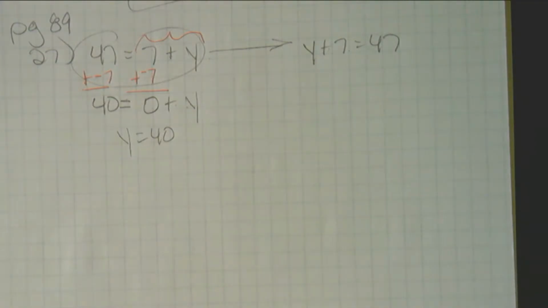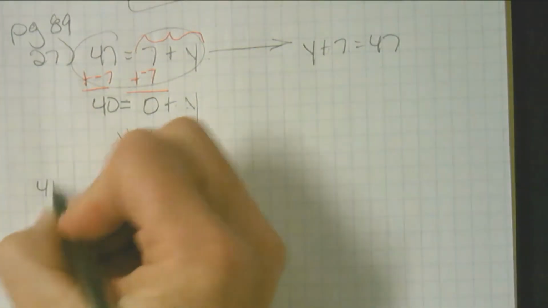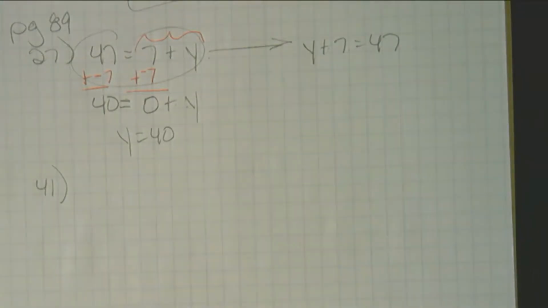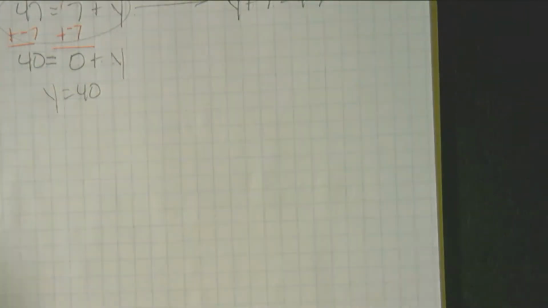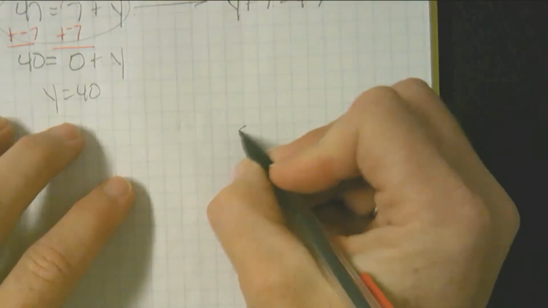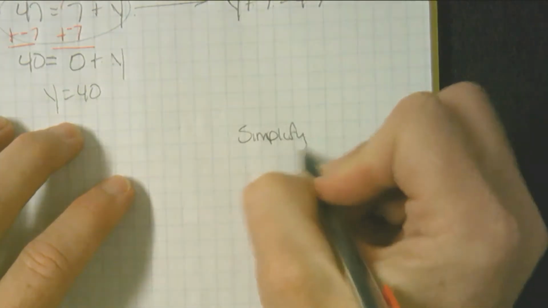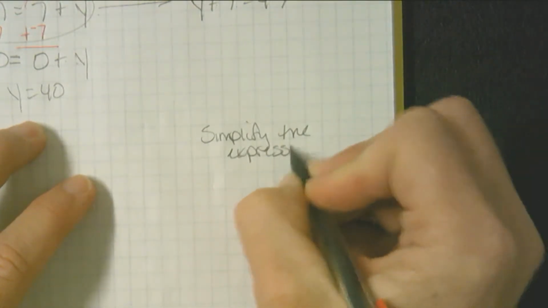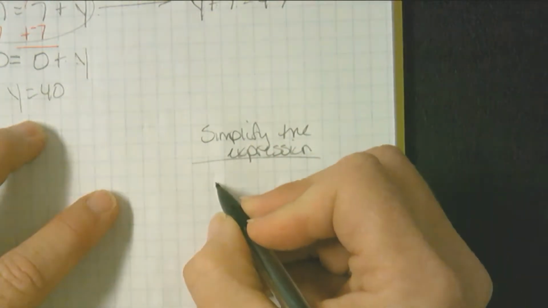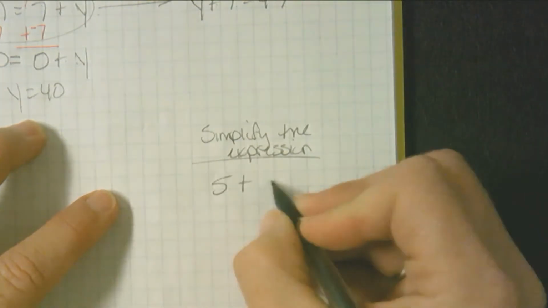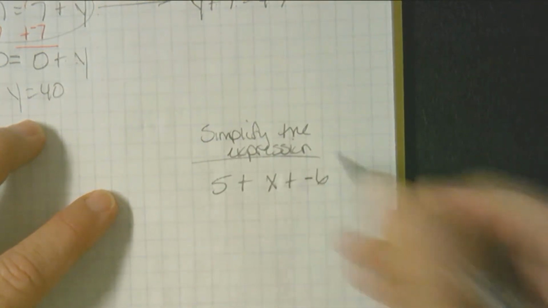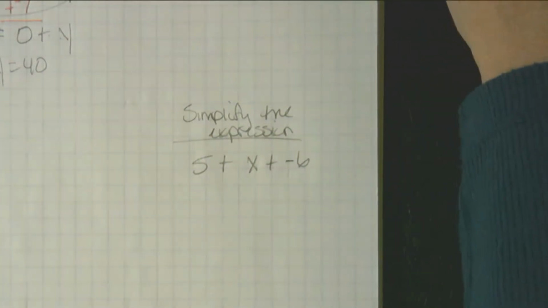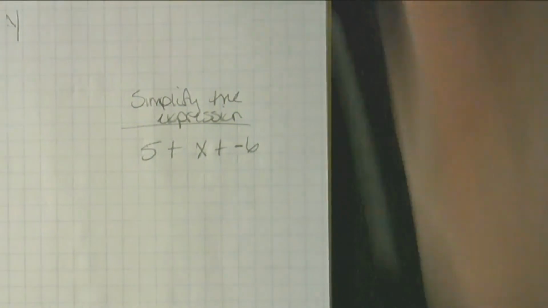Alex? All right, let's take a look at 41. If you notice, is a challenge problem. Let me ask you guys something. Put aside 41 for now. If I said to you, so all of you put your pencils down and just listen. Simplify the expression. If I said to you, 5 plus x plus a negative 6, if I gave you this as a problem, what does it mean, simplify the expression?